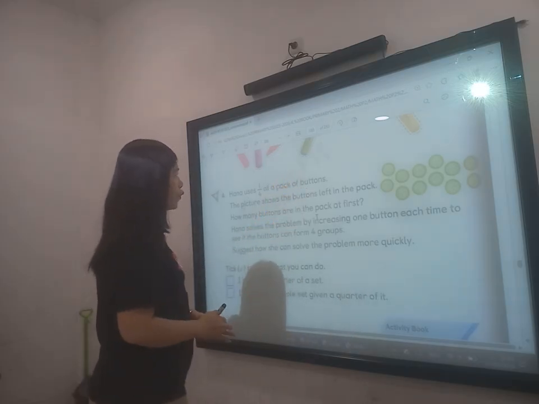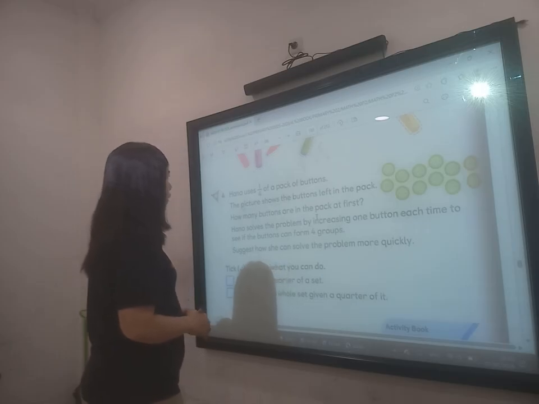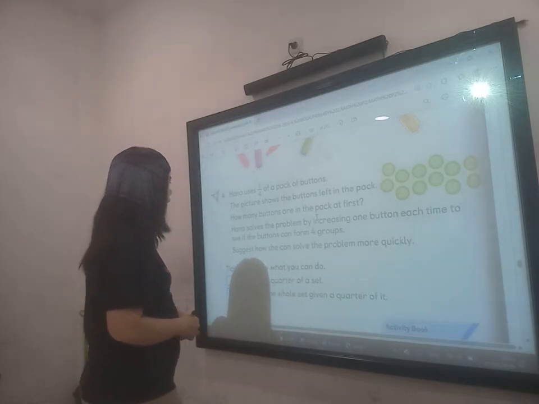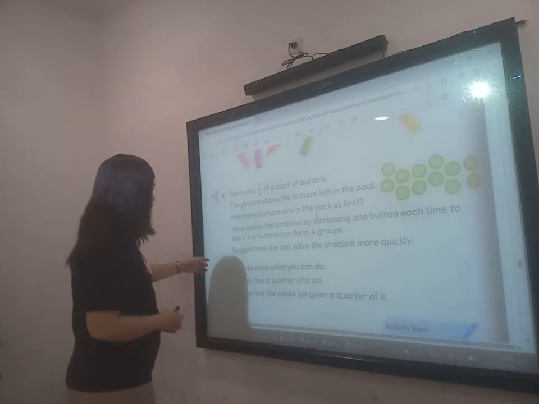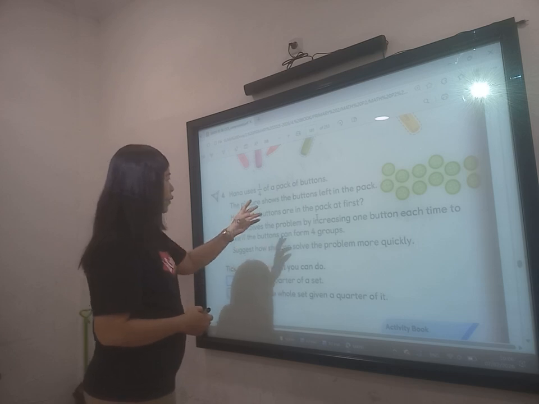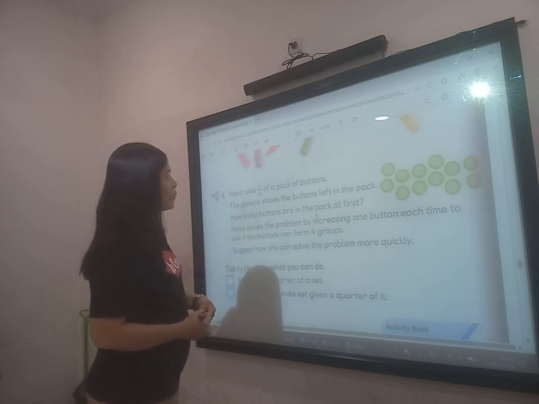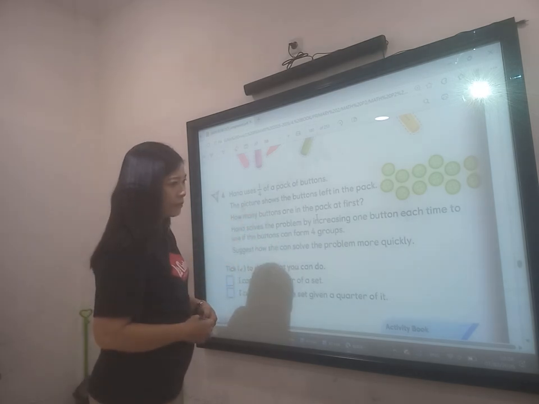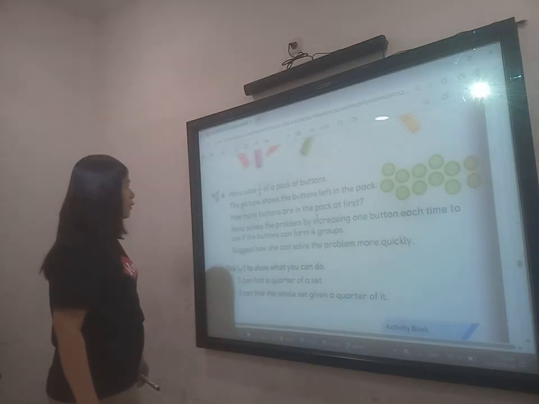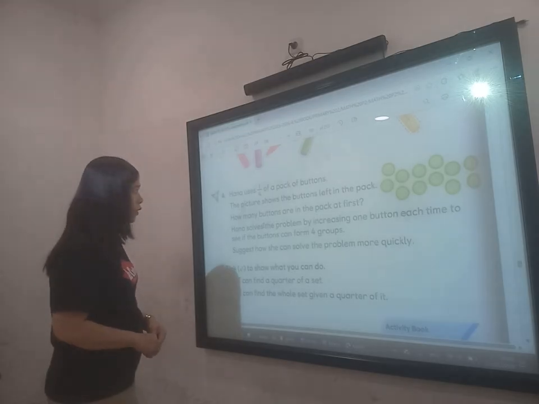So 1/4 of 12 is 3. If she wants to make it in 4 groups, each group will be 3 buttons. So the answer is 3 buttons for each one group.